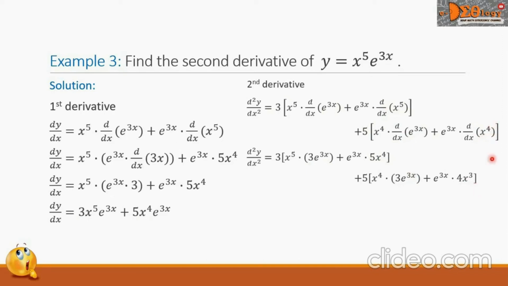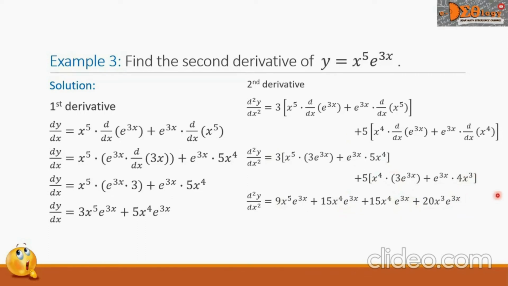Let us now simplify this line by multiplying the respective constants inside. So we will have 9x raised to 5 e raised to 3x plus 15x raised to 4 e raised to 3x. The first two terms here correspond to this group, plus 15x raised to 4 e raised to 3x plus 20x cubed e raised to 3x. The last two terms here correspond to this group.